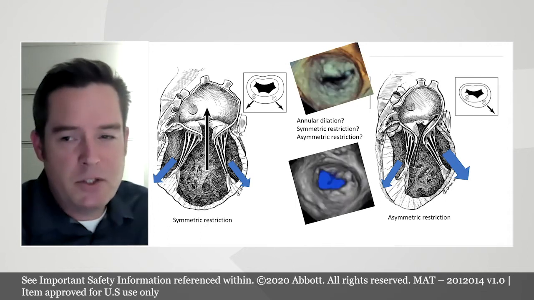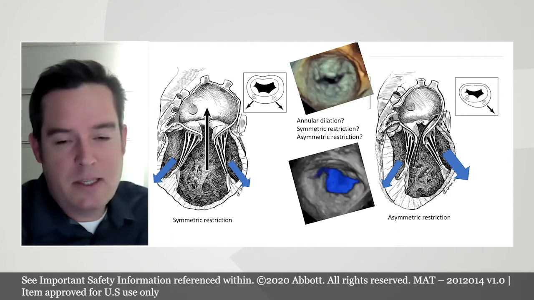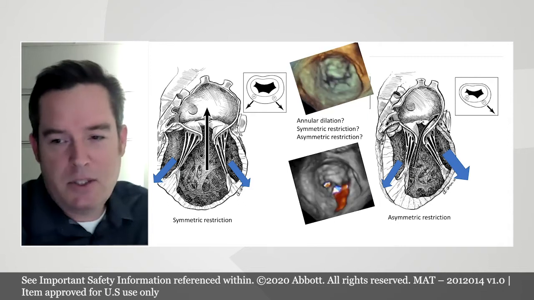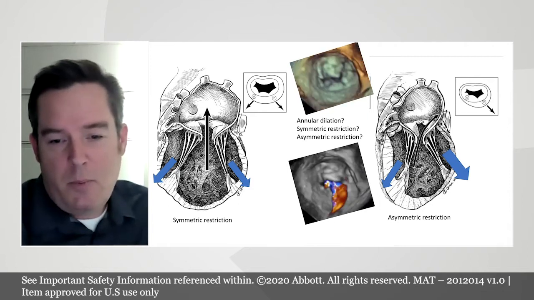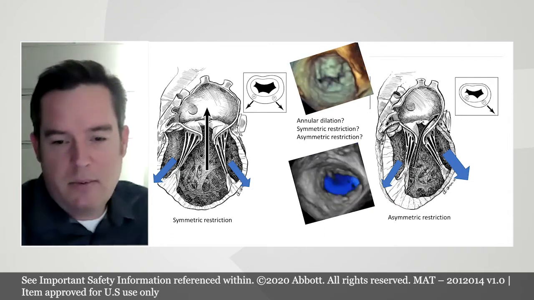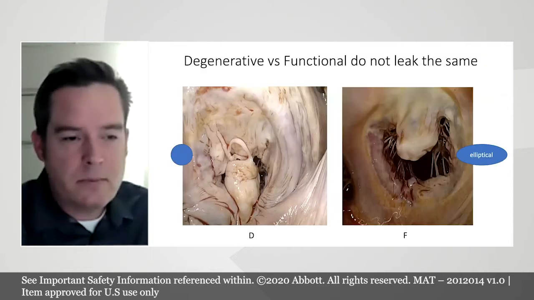And in functional, all functionals are certainly not the same as well. You may have a symmetric restriction, or you may have a very asymmetric restriction with this medial pattern pulled way across, and that's certainly affecting the origin of the regurgitation and how you may approach it.